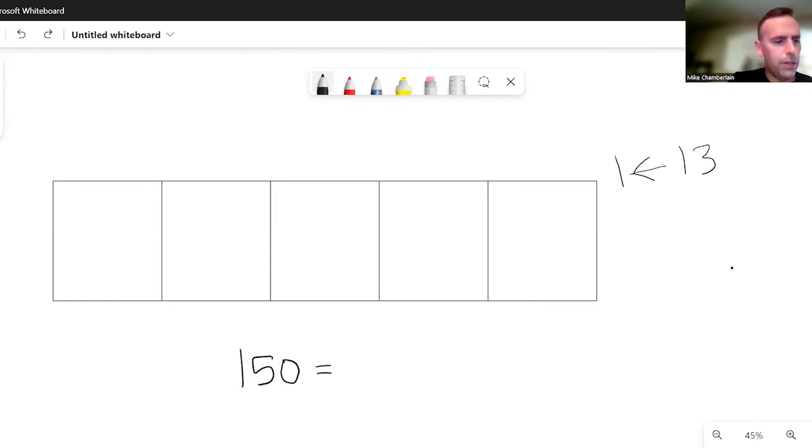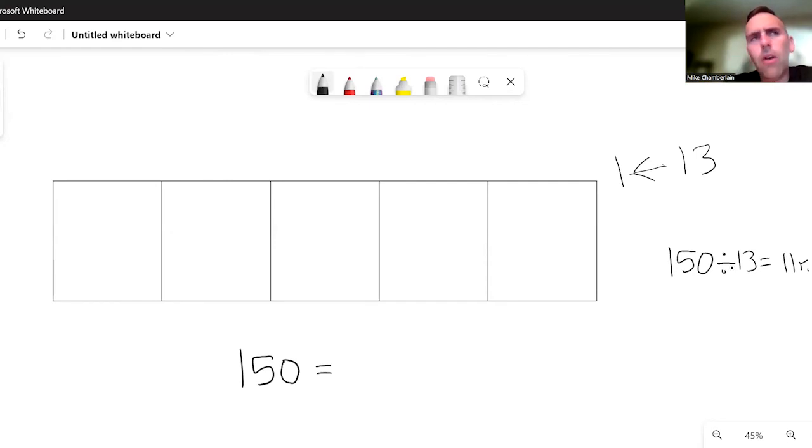So I'm going to grab my calculator. I'm going to do 150 divided by 13. And I see that I have 11 point some decimals. It's pretty messy, actually. So what that means is that 150 divided by 13 is equal to 11, and then we have a remainder. Now, what is the remainder? Well, how can we figure that out?